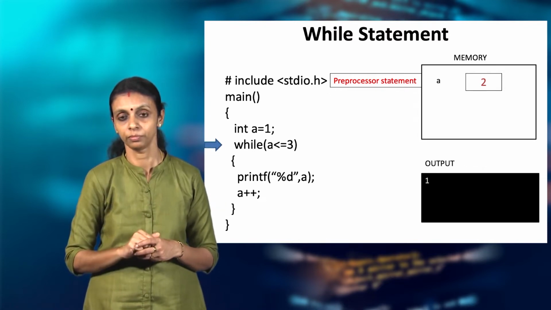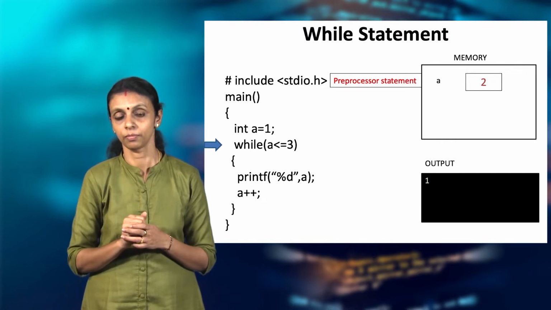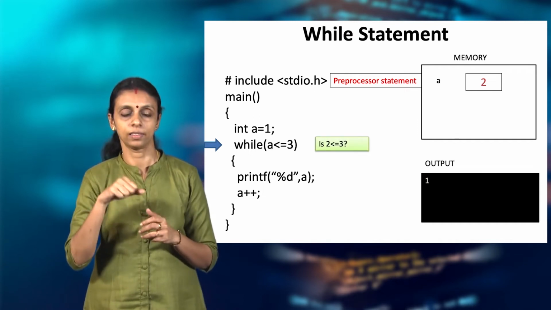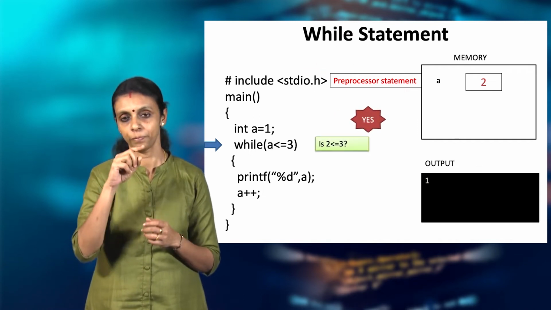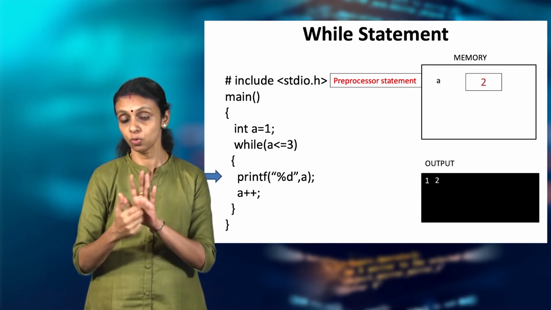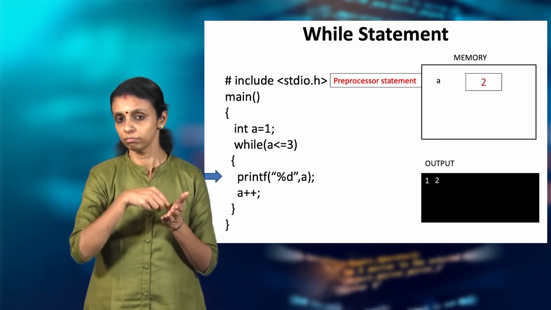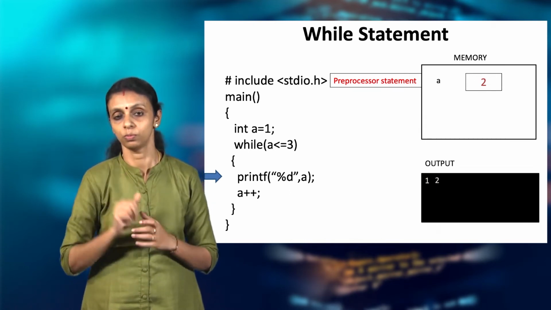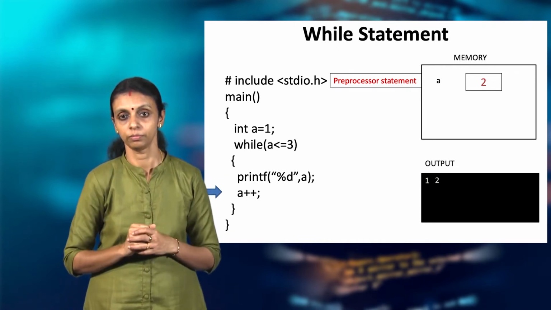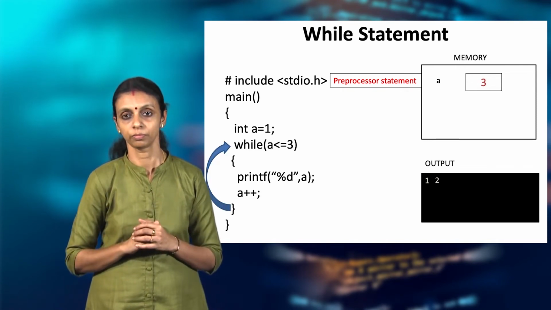Loops back to while condition, checks the condition. Is a less than or equal to 3? Yes. Again it enters loop, prints value of a, that is 2. Increments the value of a, that is a is equal to 3.